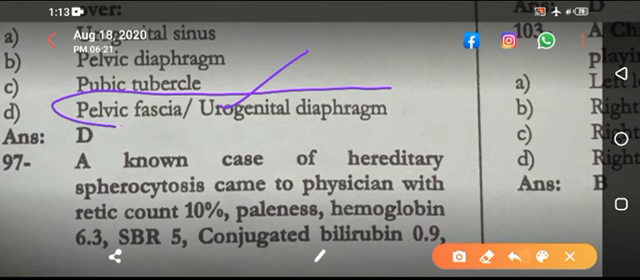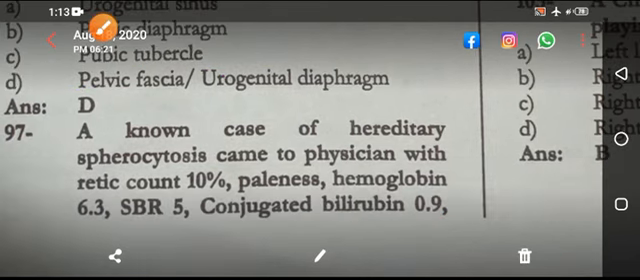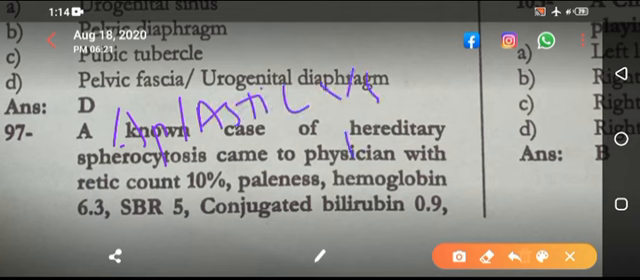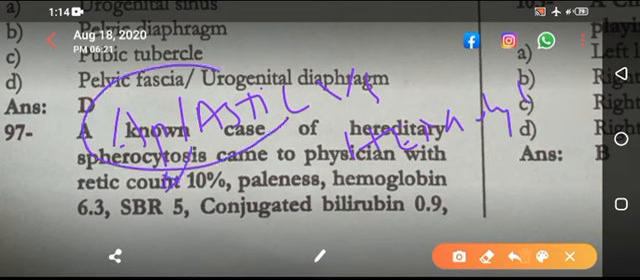Next, a known case of hereditary spherocytosis came to the physician with a retic count of 10% and paleness, low hemoglobin. Now, how do you differentiate between aplastic crisis versus hemolytic crisis? They are checking this knowledge. In aplastic crisis, your retic count is low. Normal retic count is 0.5 to 1.5%. So your retic count is very low, less than 0.5% or 1%, you can say 2%, you can say 3%.